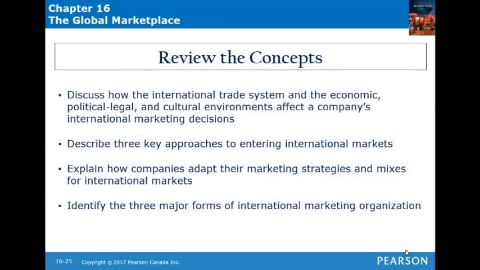Reviewing the concepts. Discuss how the international trade system and the economic, political, legal, and cultural environments affect a company's international marketing decisions. Describe three approaches to entering international markets. Explain how companies adapt their marketing strategies and mixes for international markets. Identify the three major forms of international marketing organization.